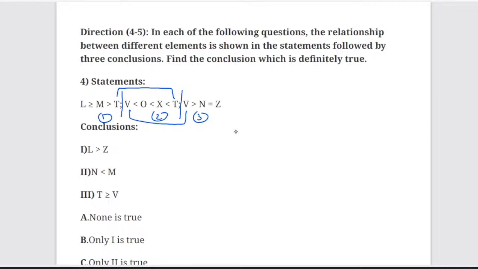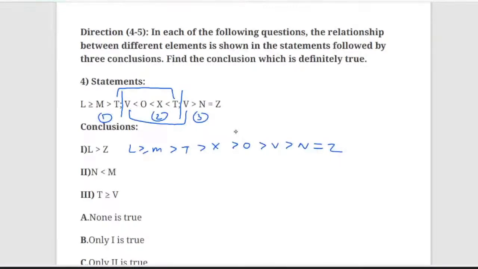L is greater than or equal to M. M is greater than T. T is greater than X. X is greater than O. O is greater than V. V is greater than N, and N is equal to Z. So this entire relation is given here.